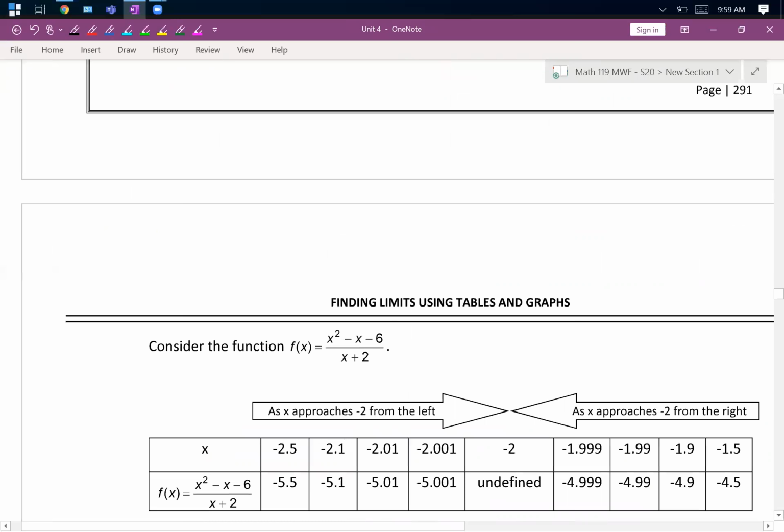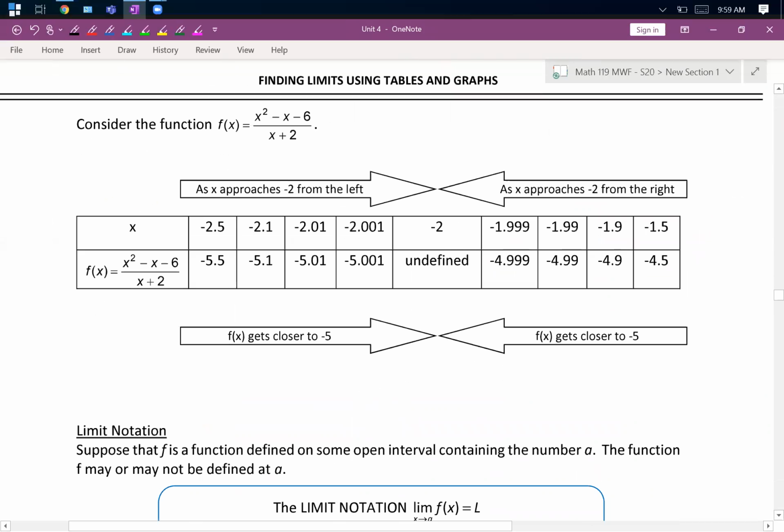All right. So let's consider the function f of x equals x squared minus x minus 6 over x plus 2. Now we know that this function is undefined at -2 because -2 creates a 0 in the denominator, but sometimes we want to know what happens as we get really, really close to that undefined value. In this example, it is not a vertical asymptote because if we factor, we see that we actually have a hole at -2 and not a vertical asymptote.